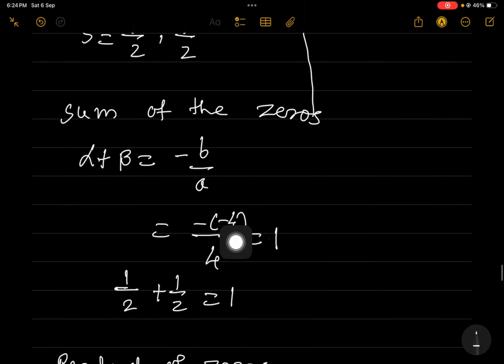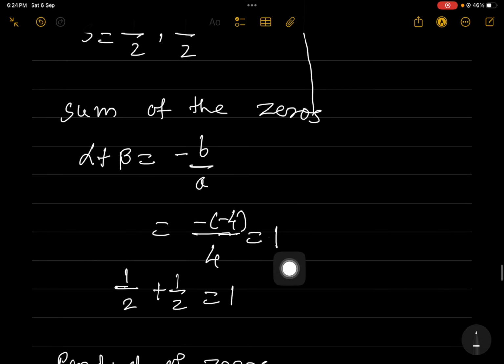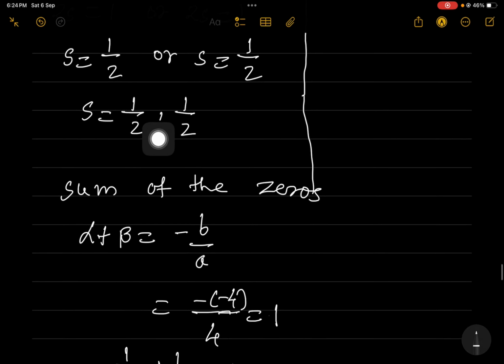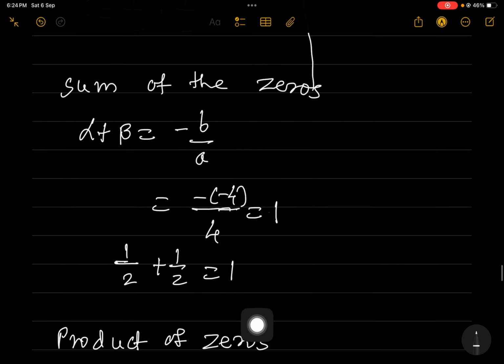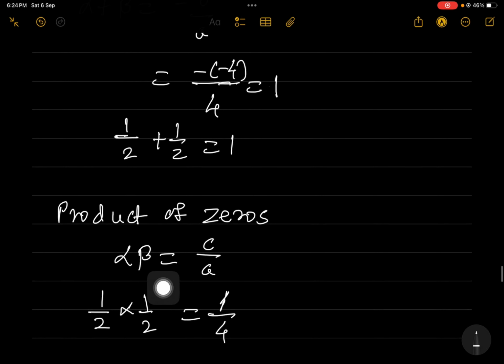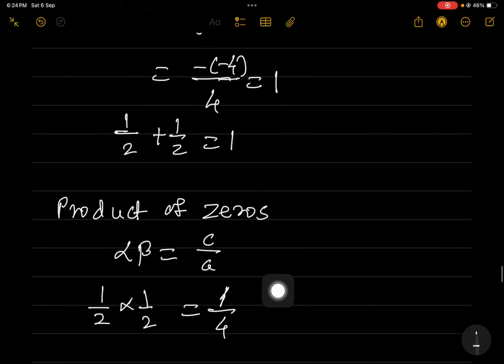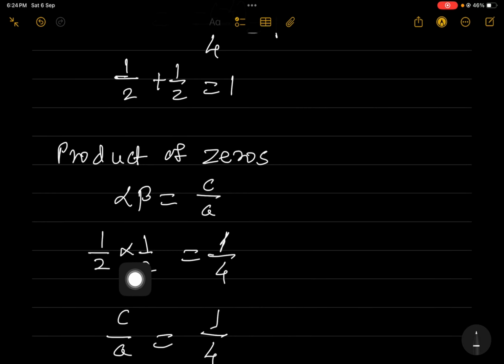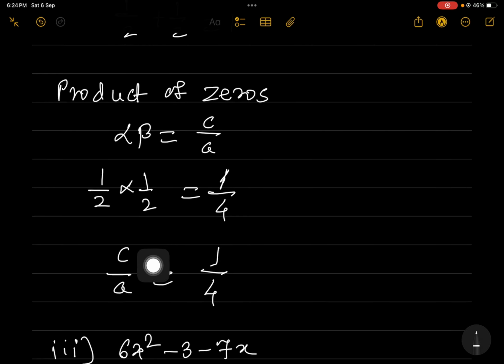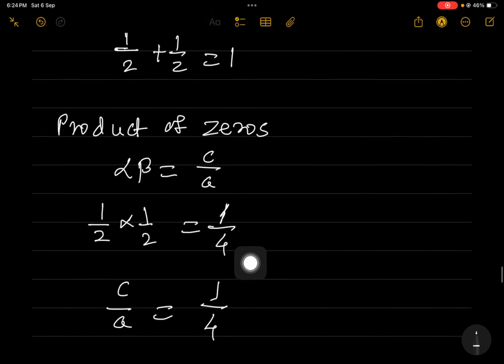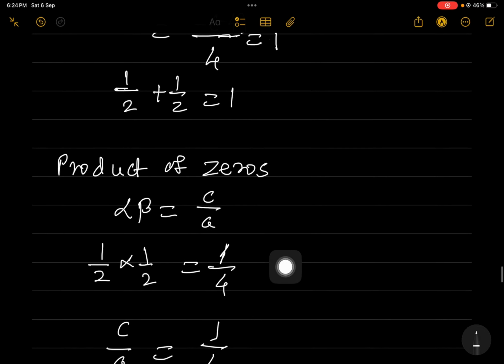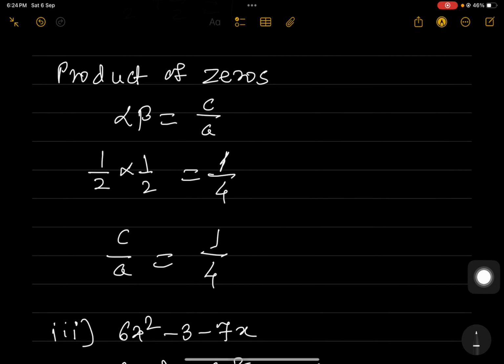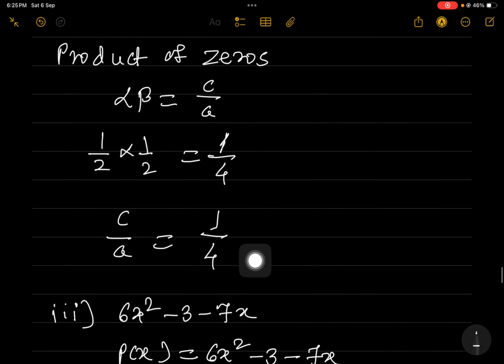Now here s is there, so minus 4 upon 4, minus minus becomes plus, 4 upon 4 is 1. And if you add 1 half plus 1 half, it becomes 1. And the product of zeros, alpha beta, equals c upon a with the formula. So what is alpha beta? 1 upon 2 into 1 upon 2 becomes 1 upon 4, and again c upon a, c means the constant, and a is the coefficient of x square, so 1 upon 4.